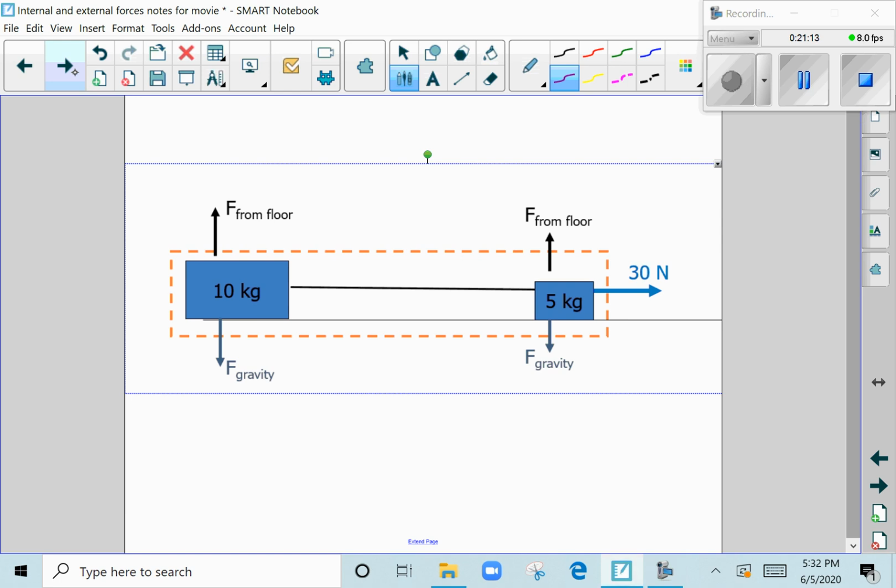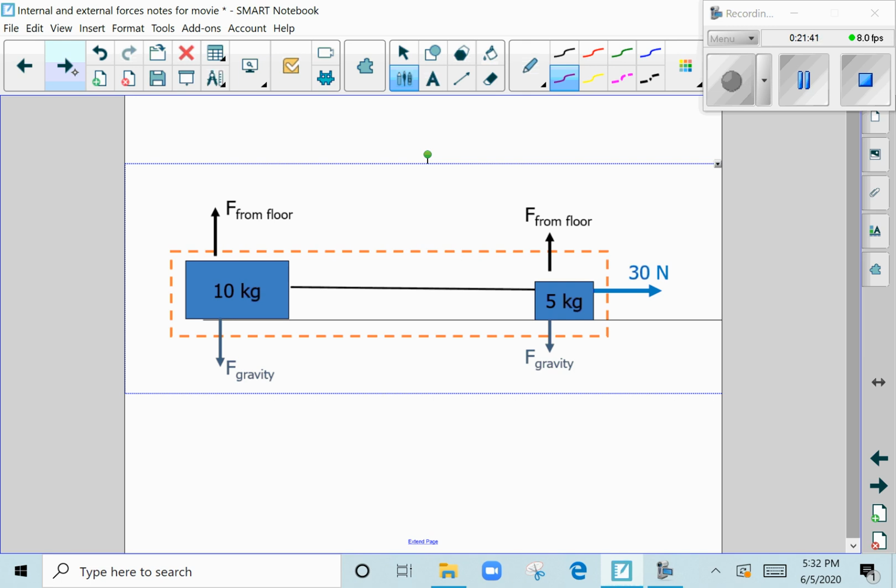So, if I think of all the possible external forces that are going to be acting on the system, I actually have the 30 newtons from the person. I have the force of gravity that's coming from the earth pulling down on each of the blocks. And I have the force of the floor pushing up on each of the blocks. All of these forces are external because, again, the source of each of these forces is from outside my system.